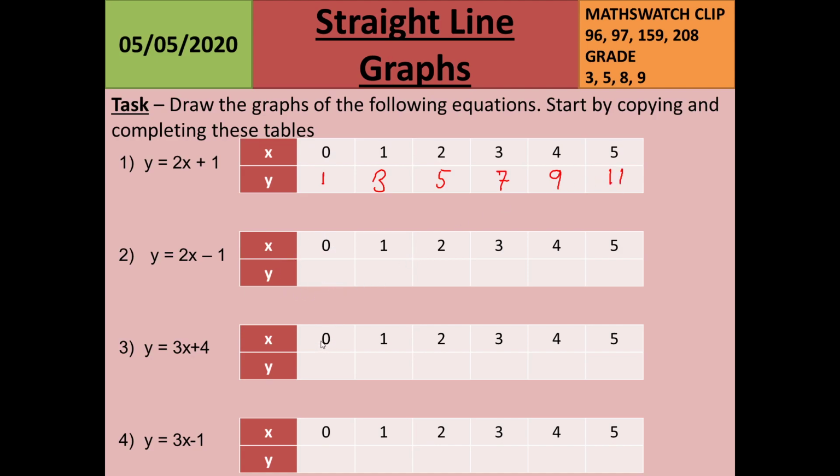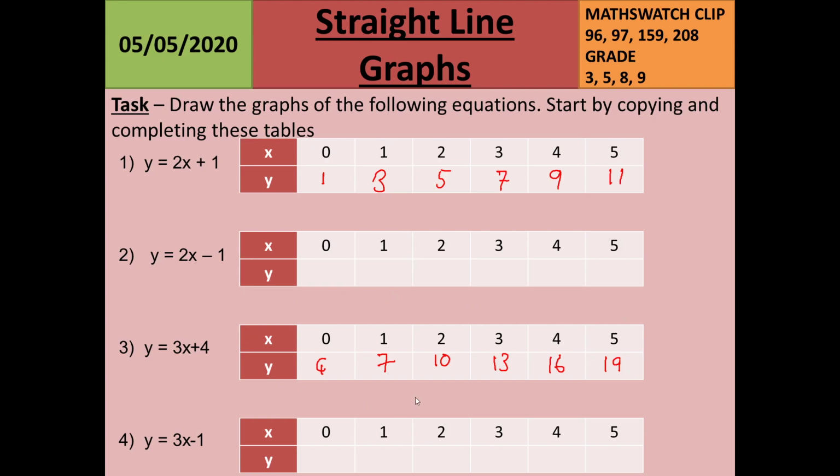Okay, down here, let's do the same thing. This time it's 3 times the x-coordinate plus 4. So 3 times 0 is still 0, but plus 4 is 4. 3 times 1 is 3, plus 4 is 7. 3 times 2 is 6, plus 4 is 10. 3 times 3 is 9, plus 4 is 13. Then we've got 16 here. 3 times 5 plus 4 is 19.